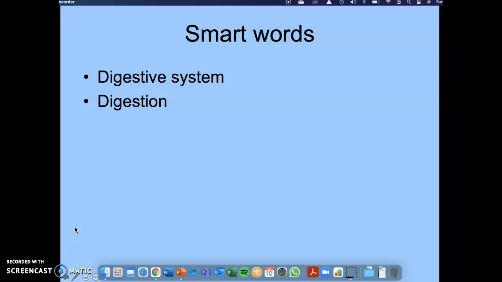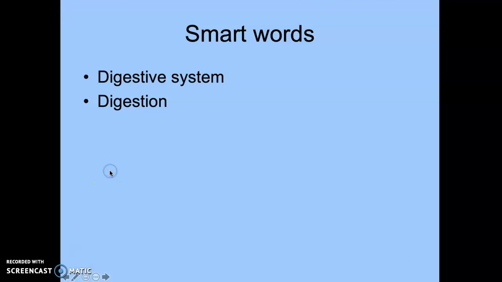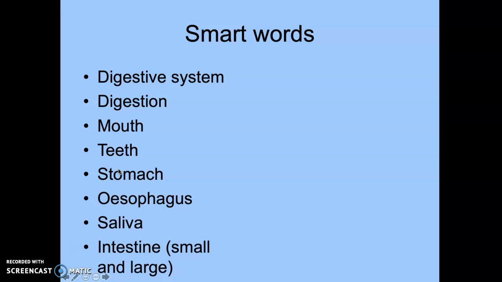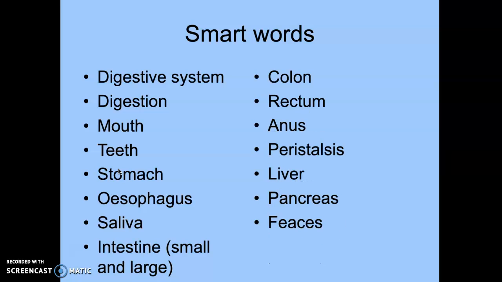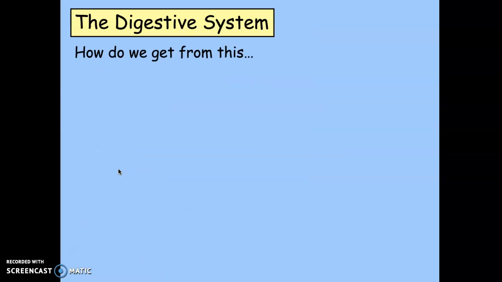Now that you've had some time to think, I'm going to put up some of those words that you may have thought of. You may have mentioned the word mouth, the teeth, your stomach, the esophagus, saliva, intestines, maybe small or the large. And even more scientific, you may have mentioned the word colon, the rectum, the anus, peristalsis, liver, pancreas, or maybe even feces.